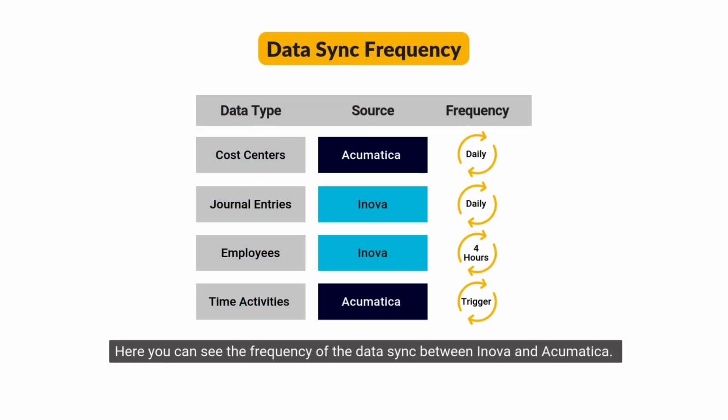Here you can see the frequency of the data sync between Inova and Acumatica. Cost centers and journal entries sync daily, employee data syncs every 4 hours, and time activities sync whenever triggered.